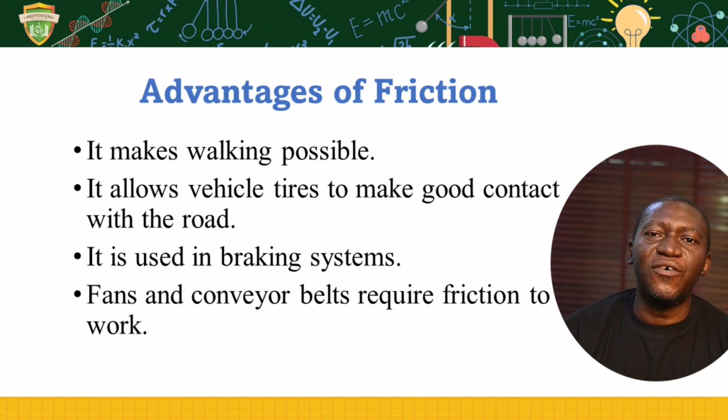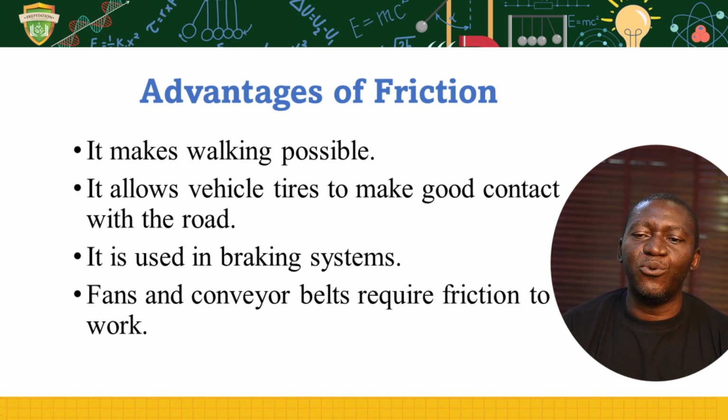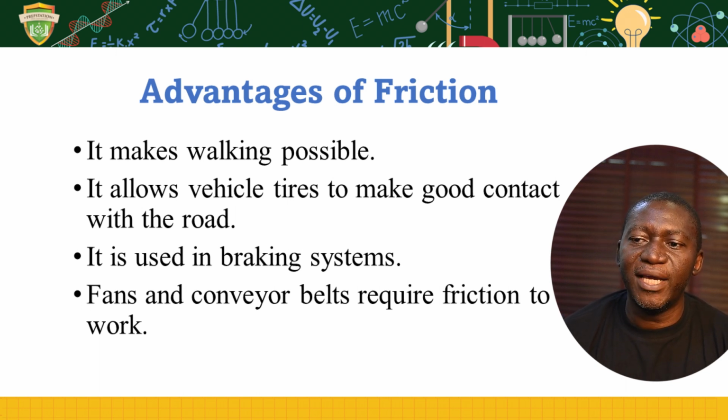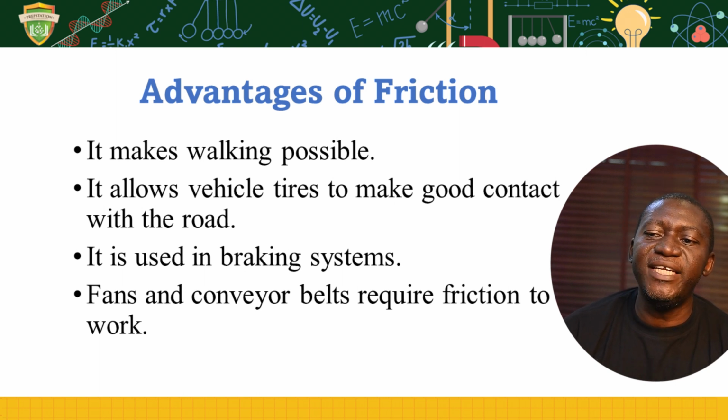So the action of halting a moving car is possible by the process of friction. As the brake is applied, it slows down the traction of the car and the road, and then the vehicle is able to come to a stop. Now, in industry, fans and conveyor belts require friction to work. So you can see that friction is very, very advantageous to our everyday life.